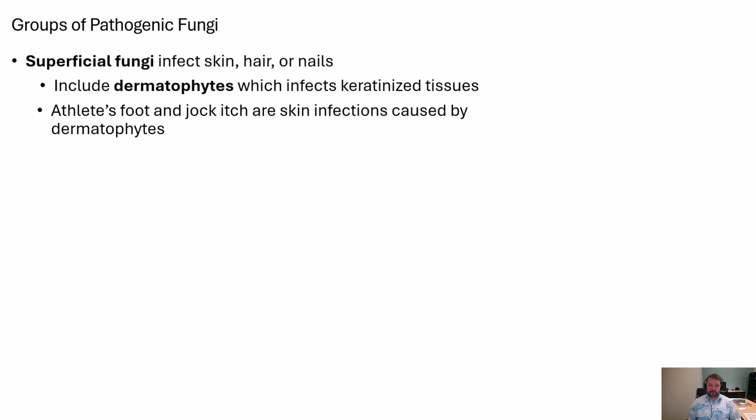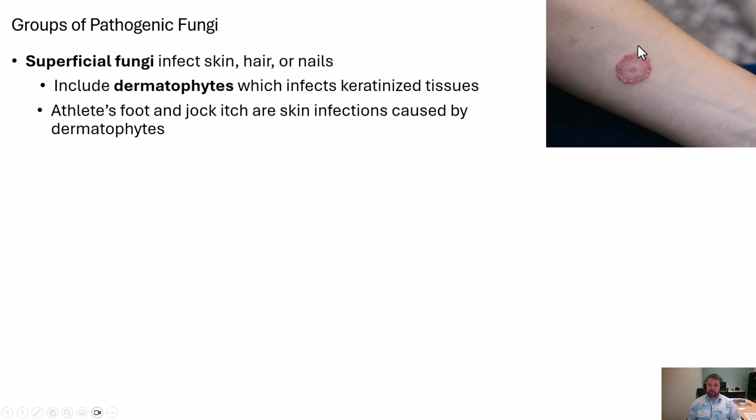Then there's the pathogenic fungi. Okay, so let's go through these fast also. Superficial fungi are the ones that occur on the skin, nails, hair, that kind of stuff, keratinized tissue, and they're called dermatophytes. And so things like athlete's foot, jock itch, ringworm.